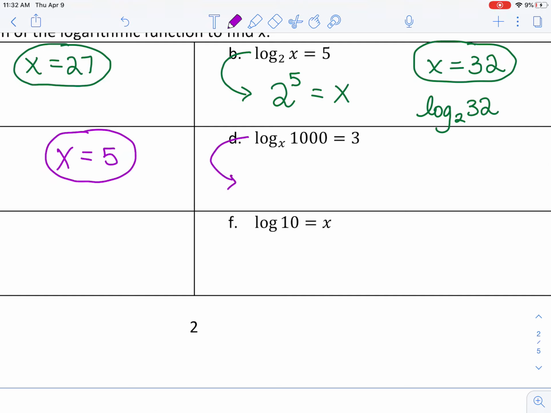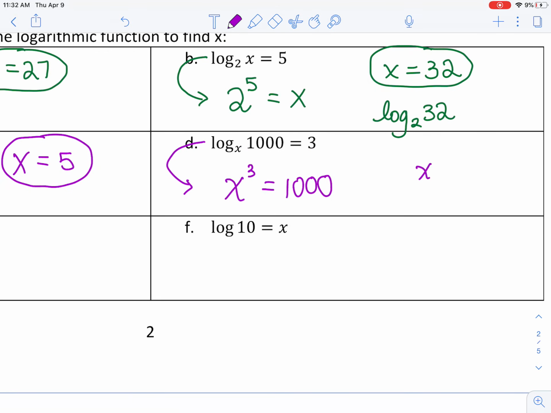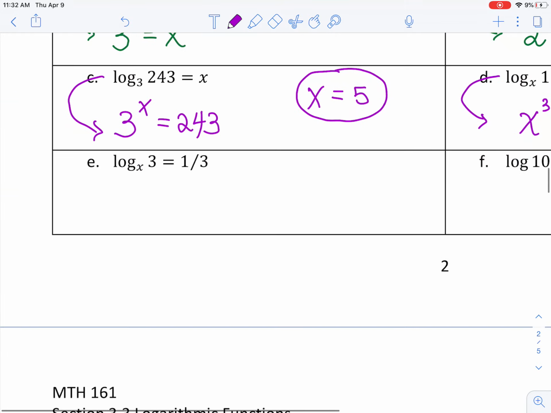All right, what about this one? Let's rewrite this in exponential form. x to the what power equals 1,000? What do you have to multiply 3 times by itself to get 1,000? Well, x gotta be 10, right? Because 10 times 10 times 10 is 1,000. All right, next one. Oh, maybe a little challenging. x to the 1/3 power equals 3.